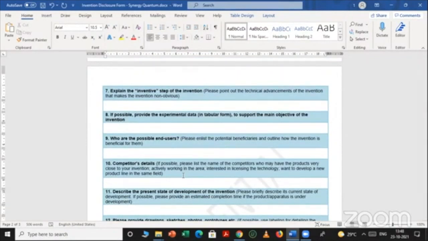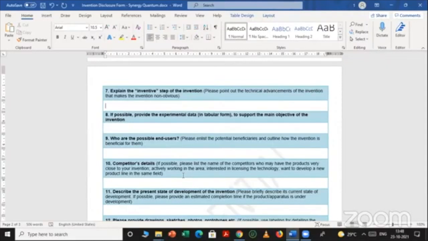If you have it, and this 8th point can be very relevant to university researchers, professors or PhD students, because most of these people do research which is based on experimental data. So if you have some MATLAB records, or some sort of data related to calculating the efficiency of your algorithm, you can put it here.